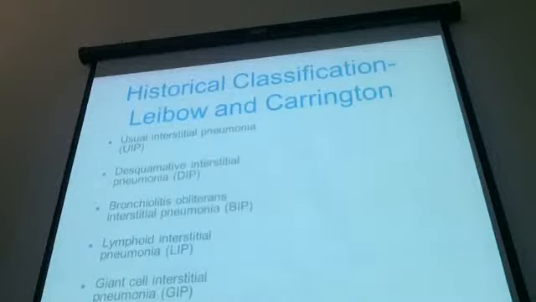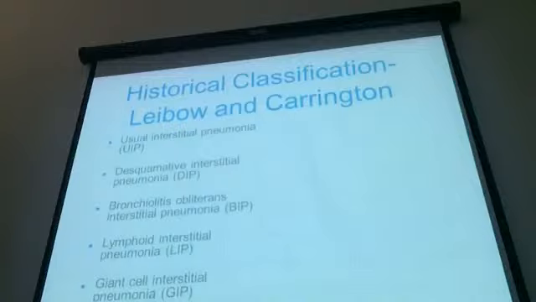Many years later, when I was first starting residency, I interviewed with Dr. Carrington, a very interesting fellow, and I didn't really appreciate how famous he was at the time, but they had done this great work in classifying lung diseases.